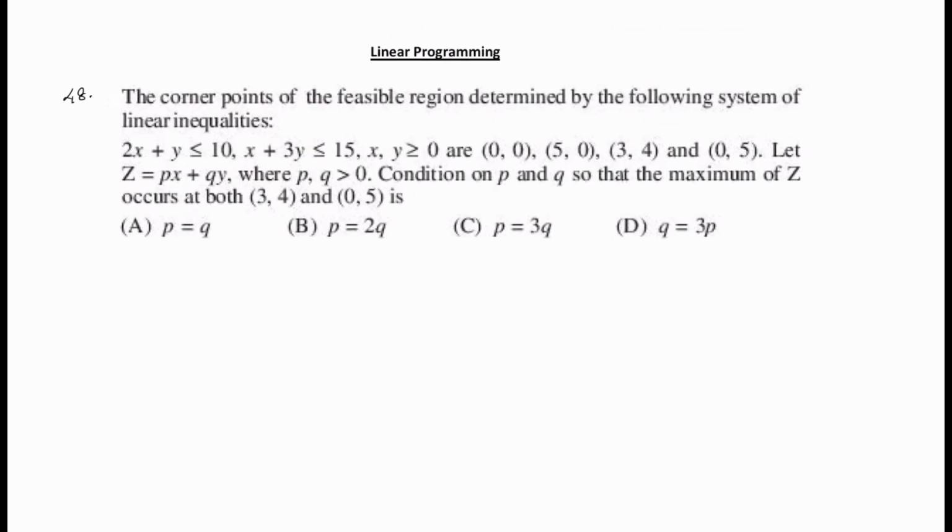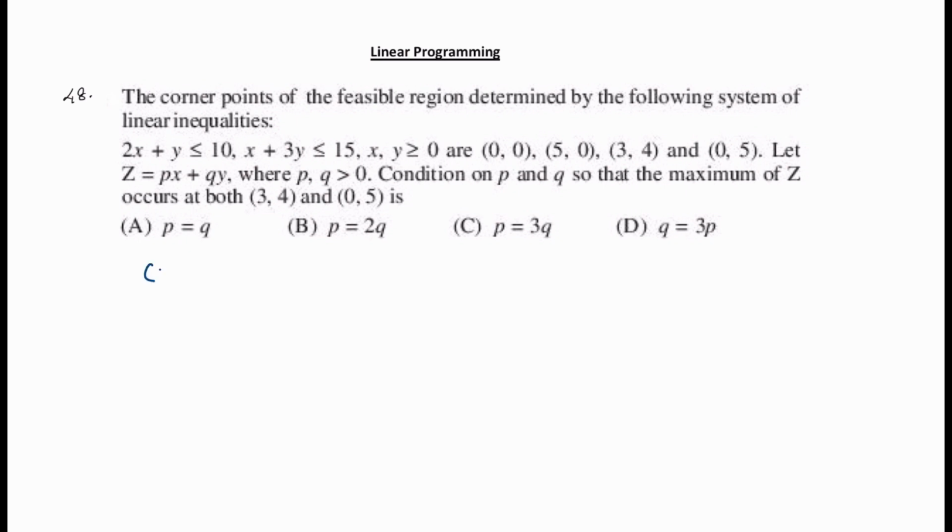Next, only one MCQ is given for linear programming lesson. Question 48. The corner points of the feasible region determined by the following system of linear inequalities, 2x plus y less than or equal to 10, x plus 3y less than or equal to 15, x and y greater than or equal to 0, are 0, 0, 5, 0, 3, 4 and 0, 5. Let Z be Px plus Qy where P, Q are greater than 0. Condition on P and Q so that the maximum of Z occurs at both 3, 4 and 0, 5.